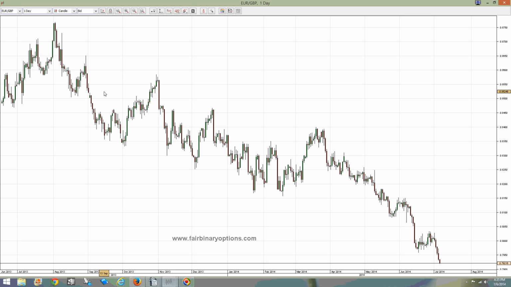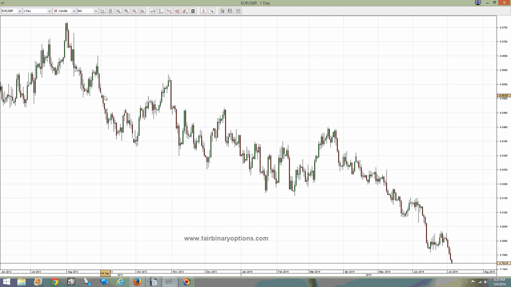We're looking at the EURGBP here on the daily chart. I just put the daily chart in order for the trend line that I'm interested in showing you to be more evident or more obvious.